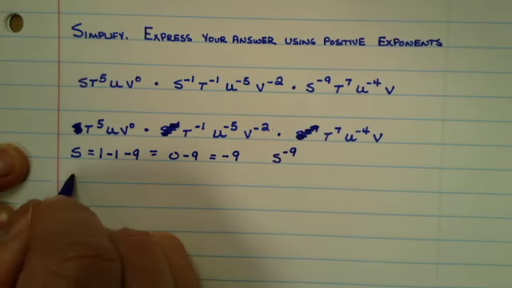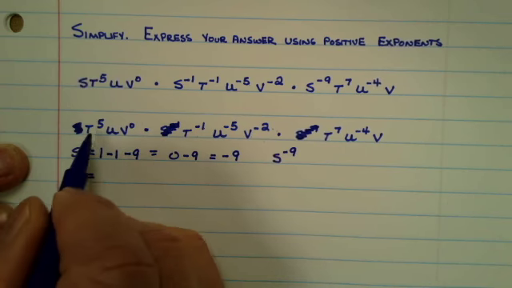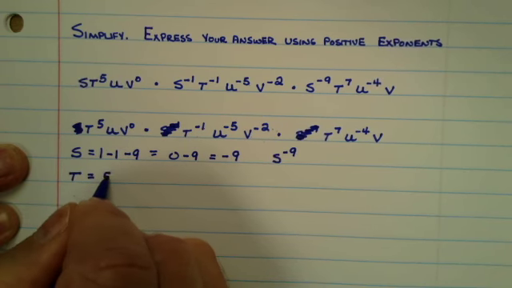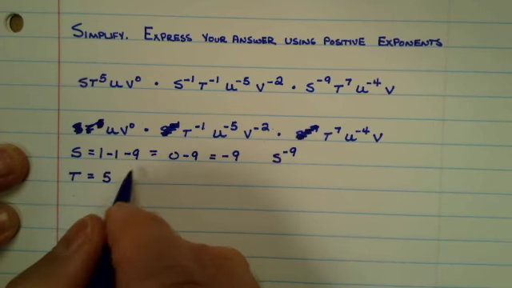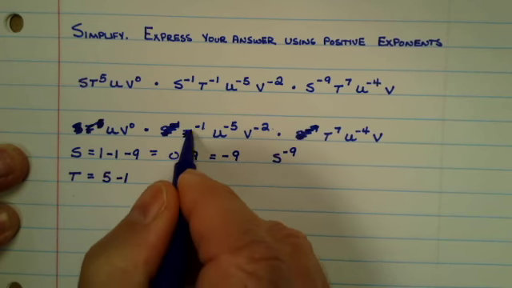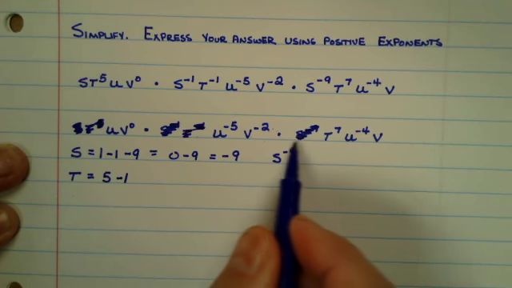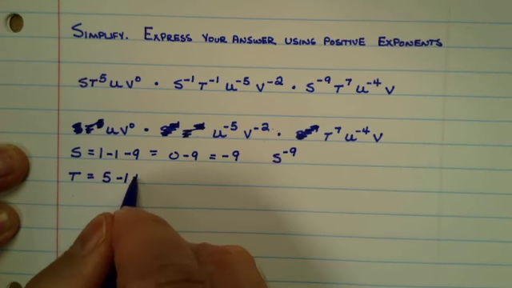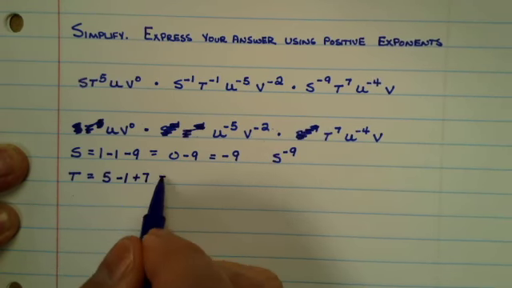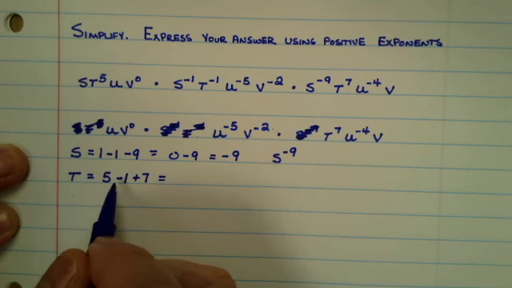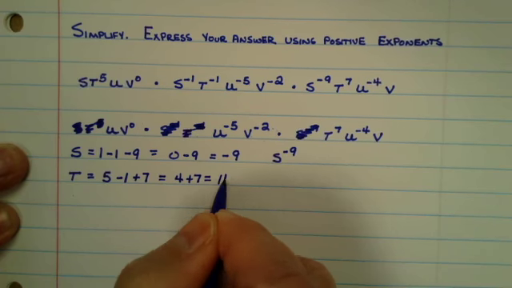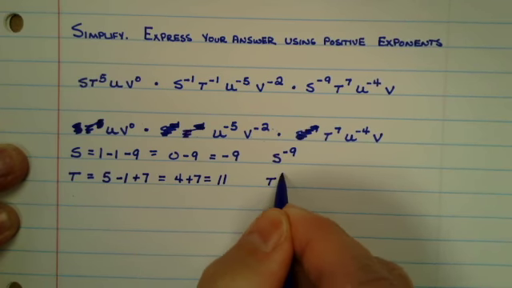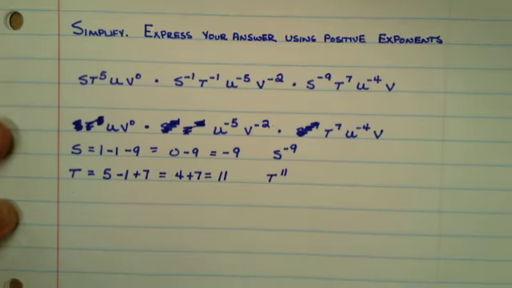Go to my next letter, t. Exponent on this t is 5. Exponent on this t, negative 1. Exponent on this t, positive 7. 5 minus 1 is 4, and 4 plus 7 is 11. The exponent on this t is 11.